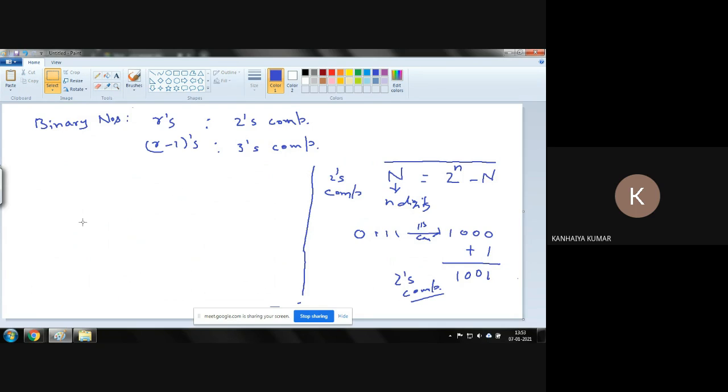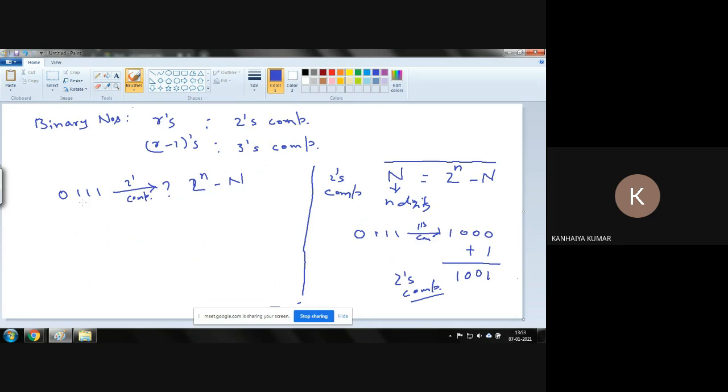We are trying with the formula also. So we have been given the number 0 1 1 1, and we have to find its two's complement. For the given number, the formula says it should be 2 to the power n minus n.